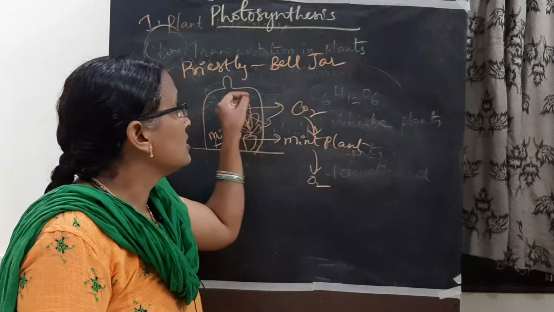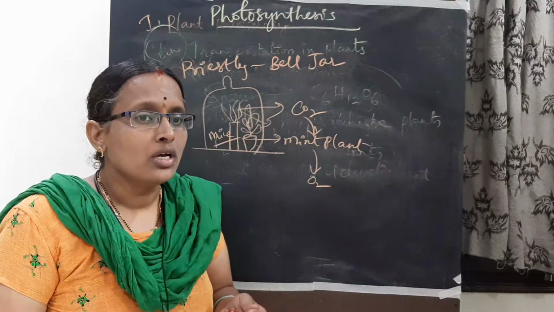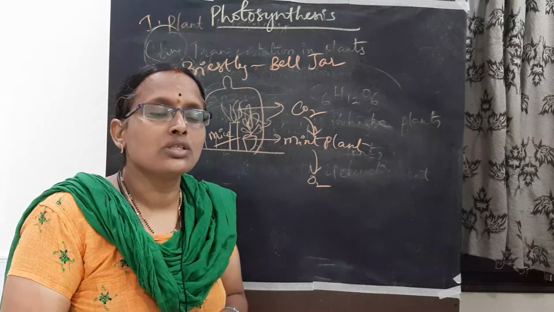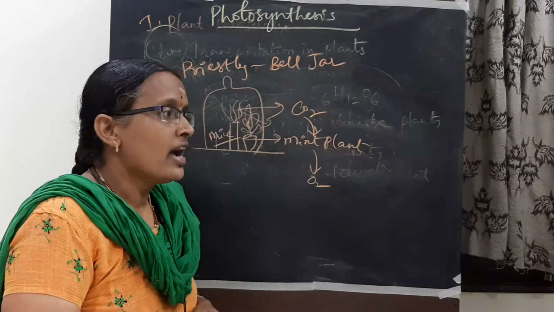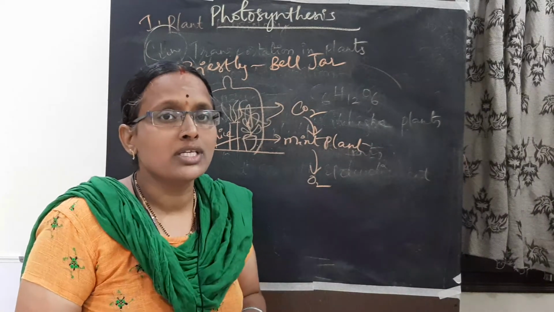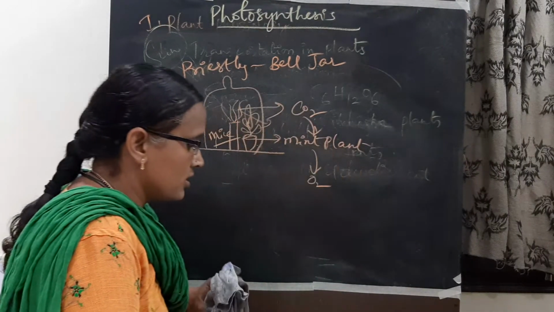This Bell-Jar experiment is very important, because with it several scientists tried to work out how the photosynthesis process happens in plants. It is one of the milestone experiments in photosynthesis.